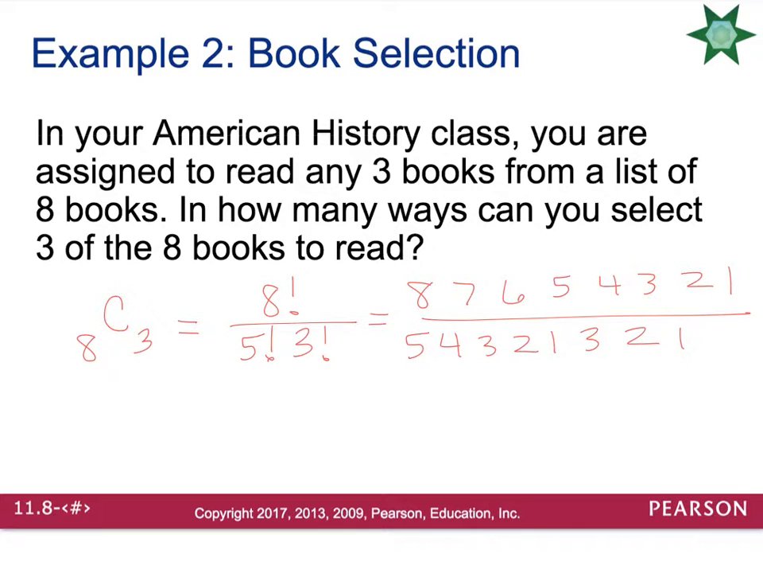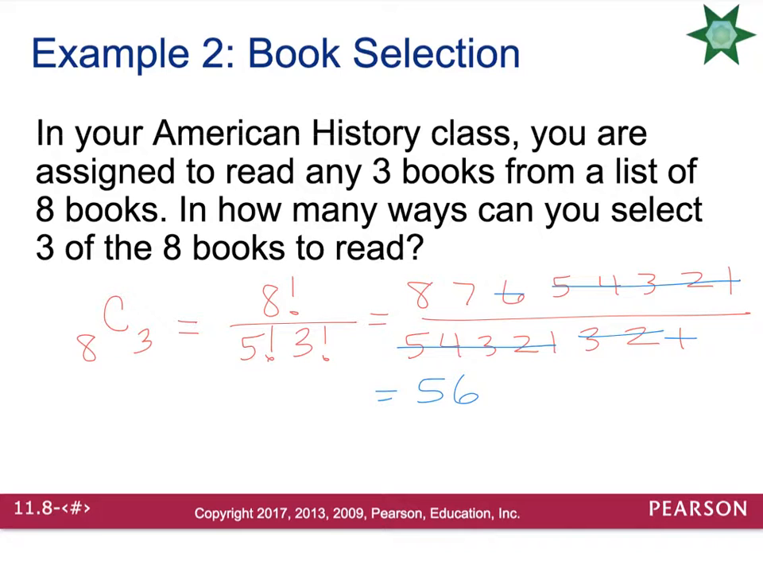So if you wanted, you could start eliminating. We have a 5, 4, 3, 2, 1 in the top and a 5, 4, 3, 2, 1 in the bottom. Dividing by 1 isn't going to do anything. And 3 times 2 is equal to 6. So the 3 times 2 in the bottom can eliminate the 6 on the top. And you'd have 8 times 7. There are 56 different possible ways that you could select 3 out of 8 books.